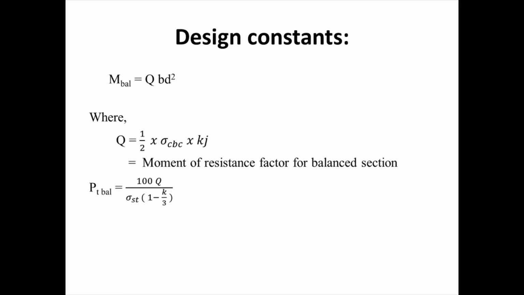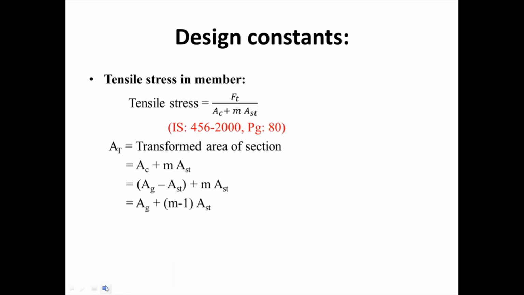And pt balance, the percentage of steel. pt balance is equal to 100 Q divided by sigma st into (1 minus k by 3). Okay, pt balance is the percentage of steel required for the balanced section design.